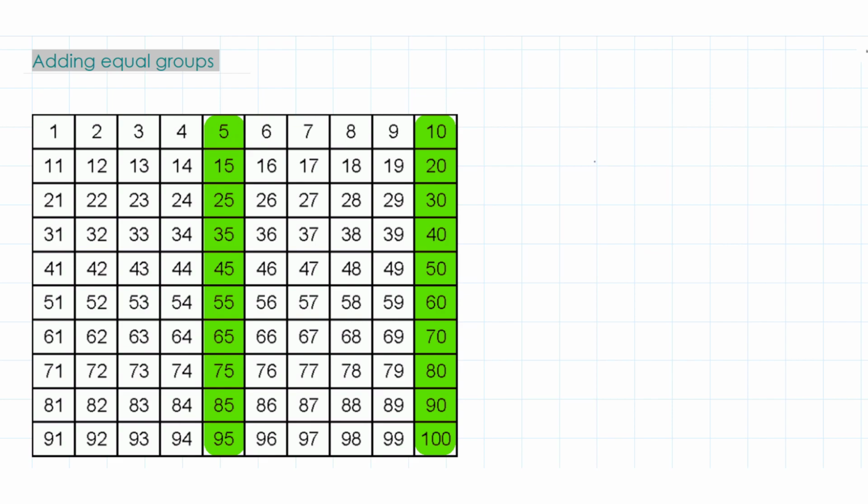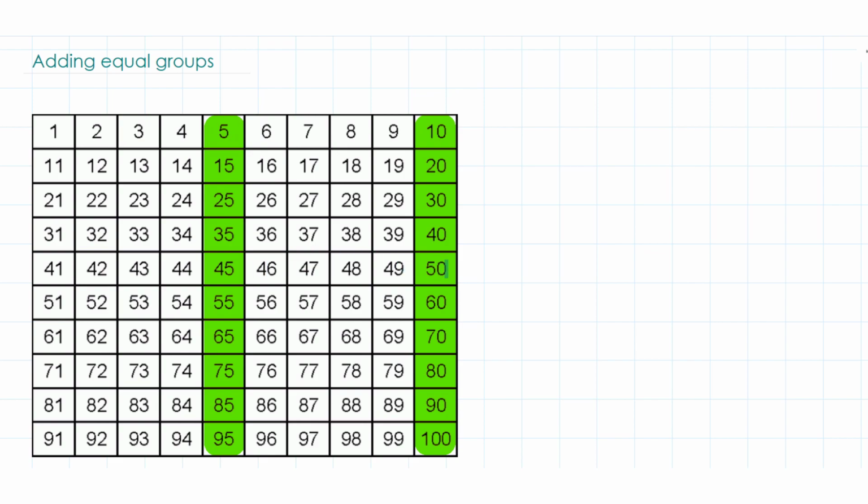Now we're going to count in fives up to 50, which is halfway to 100. And that's because it's 10 groups of 5. 10 groups of 5 makes 50. Okay, are you ready? Starting from 5, we're going to count in fives. 3, 2, 1. 5, 10, 15, 20, 25, 30, 35, 40, 45, 50.